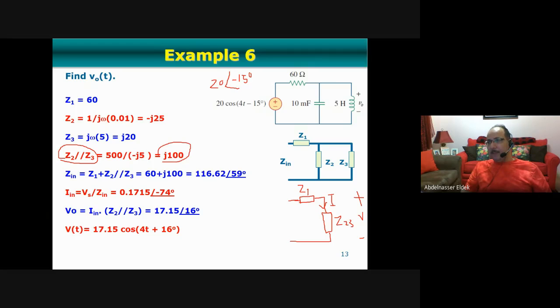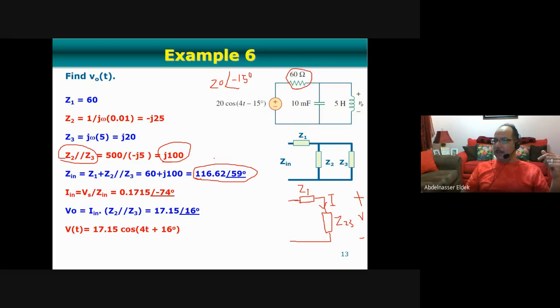Then if you want to find the total impedance, Zn equals Z1 plus Z2 parallel with Z3, which is 60 plus j100. That's it. You can convert this to amplitude and phase in the regular way: square root of 60 squared plus 100 squared. Then you find the phase, tan inverse of 100 over 60, which is 59. Then you calculate the current: Vs divided by Zn.